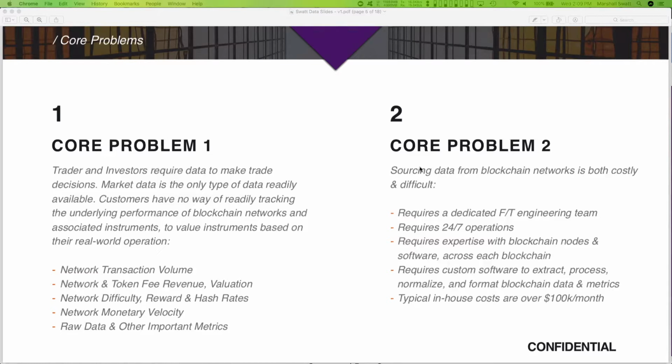What people also don't quite understand is that there's an awful lot of work that needs to be done to actually extract data off of these networks, structure it, and put it in a format that's easy for somebody to analyze and use. So, our business really focuses on solving those two problems for customers.